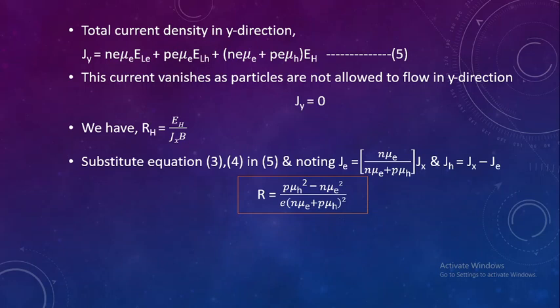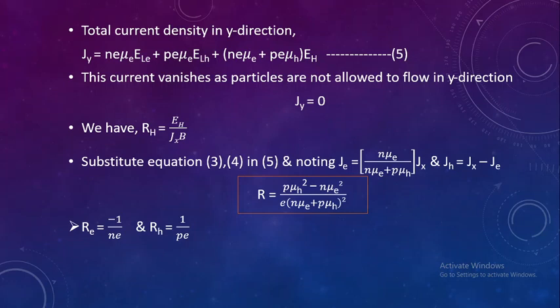So if you consider an N-type semiconductor, it means P will be equal to 0. Means the first term is going to vanish and the last term will be vanishing. So R will be equal to minus N mu E square divided by E into N mu E whole square. So 1 N will get cancelled and mu E square with mu E square will get cancelled, and we are remaining with RE is equal to minus 1 by NE.